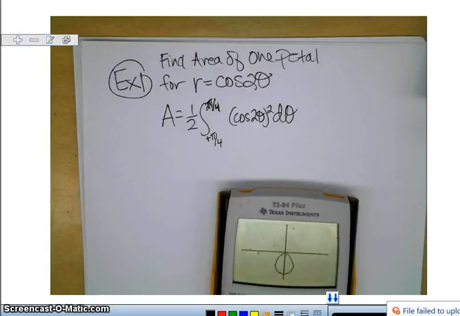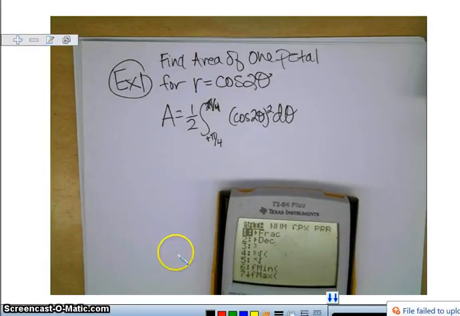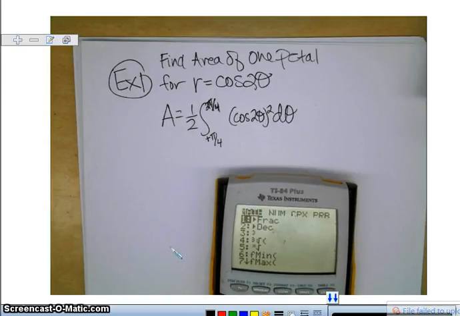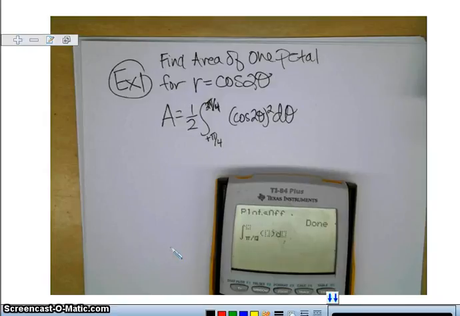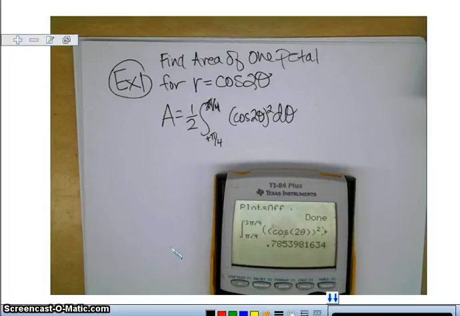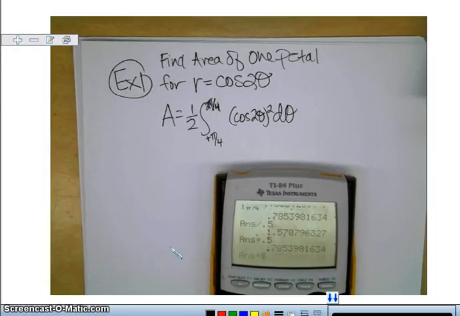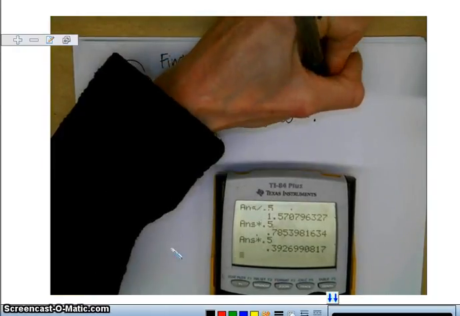We're going to use the calculator. We're going to hit math, and then go down to function integrate. And we're going to go from pi divided by 4 to 3 pi divided by 4. We're going to hit begin parentheses, cosine 2 theta in parentheses, end parentheses, and square it. And then your d theta, and hit enter. And what do I need to multiply that answer times? Times 0.5. And the answer is 0.3927.